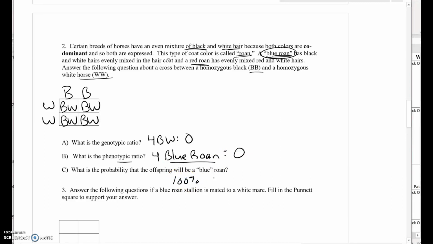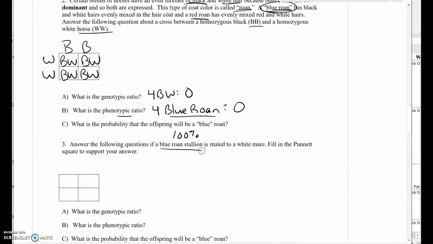probability that they are a blue roan is 100%. So now if we had a blue roan stallion and a white mare, stallion is just a male horse and a mare is a female horse. So a blue roan would have the genotype BW, the white mare would have to have the genotype WW. So we have a BW crossed with WW here, BW, WW, BW, WW.